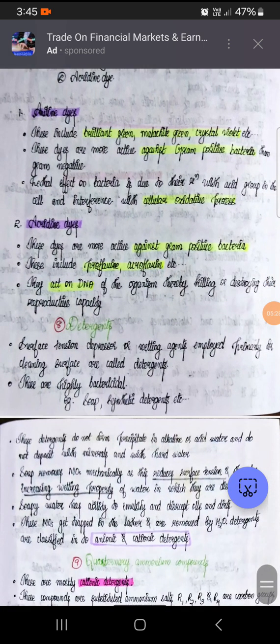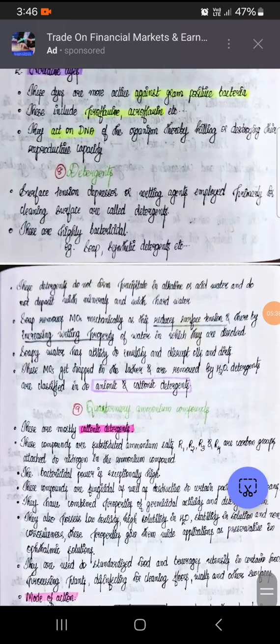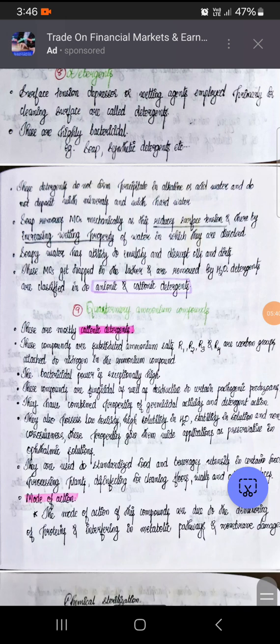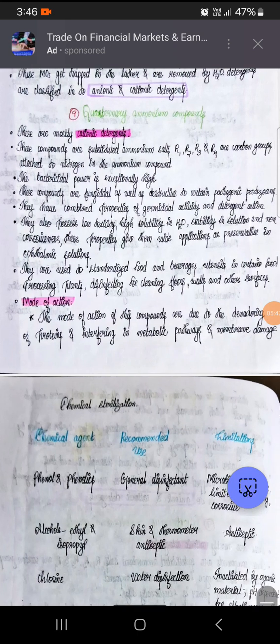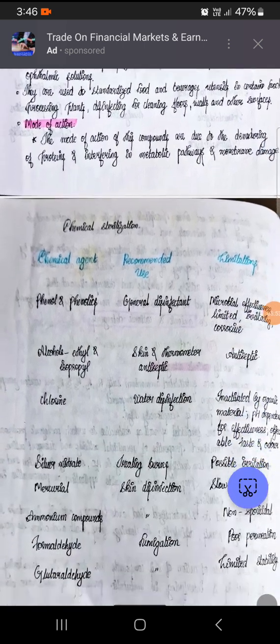Detergents. Surface tension depressors or wetting agents employed primarily for cleaning surfaces are called detergents. They are of various types: anionic, cationic, and neutral detergents. Quaternary ammonium compounds are mostly cationic detergents. The mode of action of these compounds is due to the denaturation of proteins, interfering in metabolic pathways, and membrane damage.